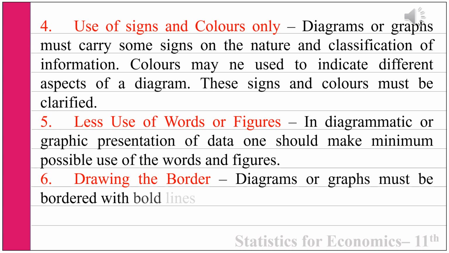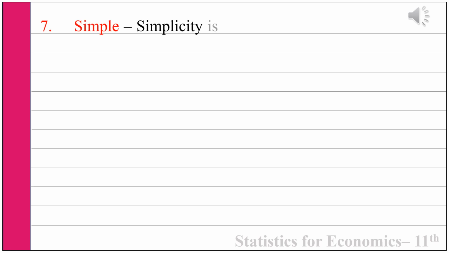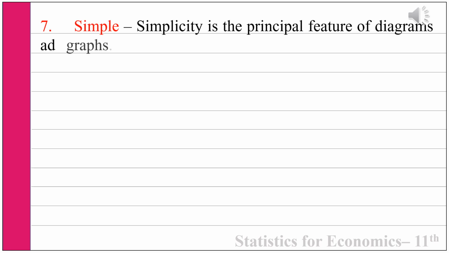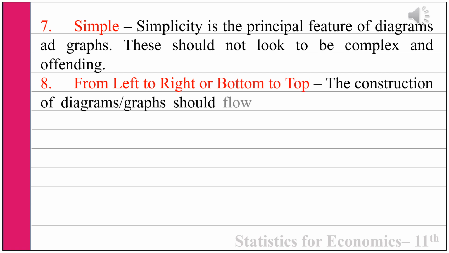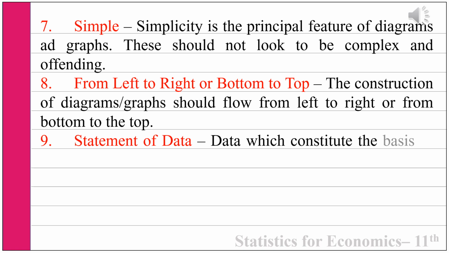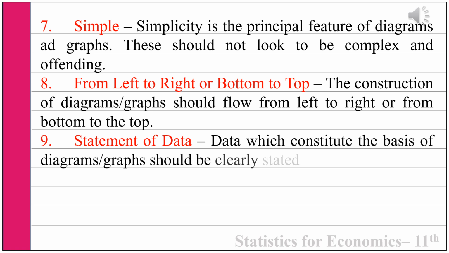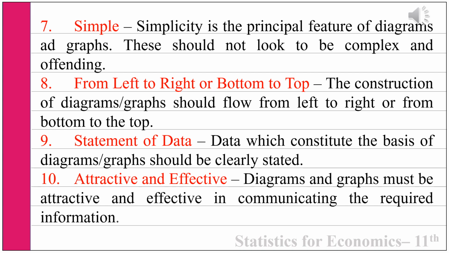6. Drawing the border. Diagrams or graphs must be bordered. 7. Simple. Simplicity is the principal feature of diagrams and graphs. These should not look complex and offending. 8. From left to right or bottom to top. The construction of diagrams and graphs should flow from left to right or from bottom to the top. 9. Statement of data. Data which constitute the basis of diagrams and graphs should be clearly stated. 10. Attractive and effective. Diagrams and graphs must be attractive and effective in communicating.